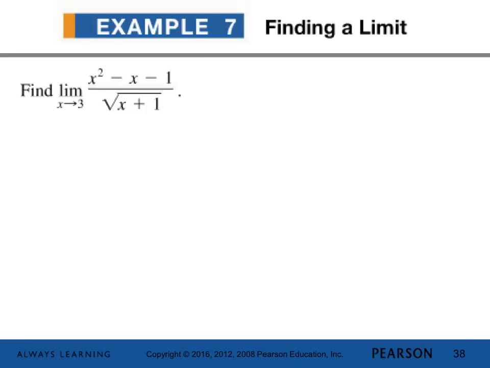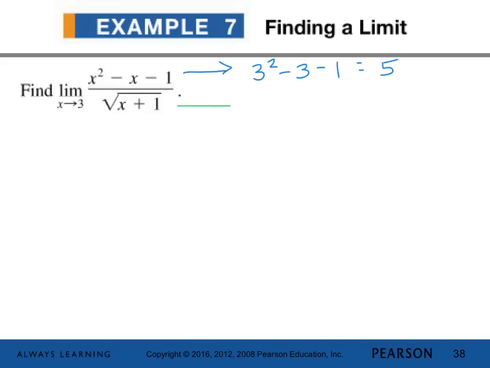Here's another example from me to you to help you learn how to do these. The limit as x approaches 3 of x squared minus x minus 1 would be 3 squared minus 3 minus 1, which would be 9 minus 3, which is 6, minus 1, which is 5.